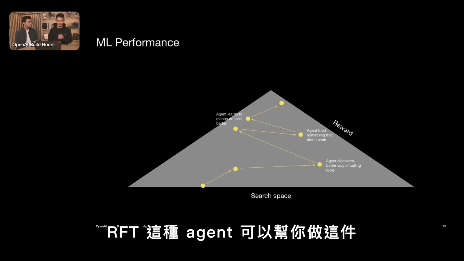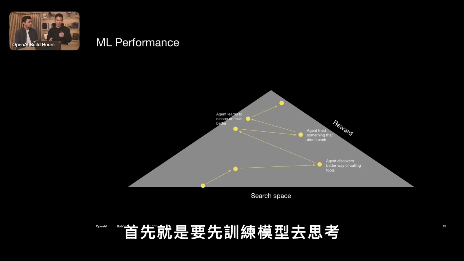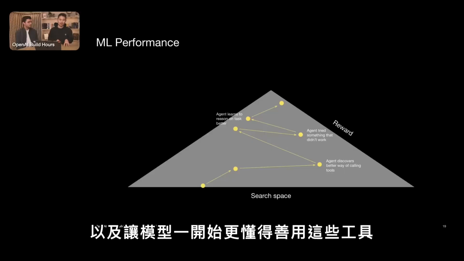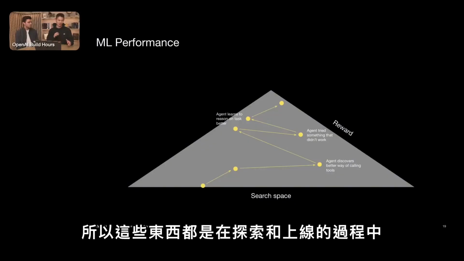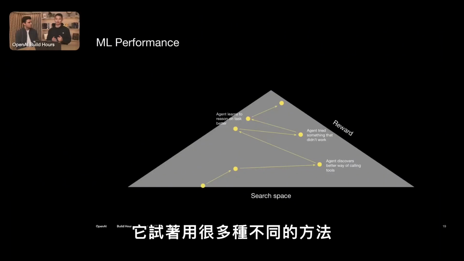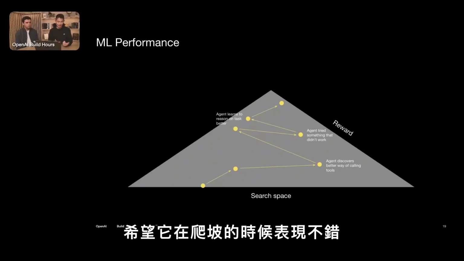But ultimately, you're probably here in the first place to improve the ML performance of your agents. So obviously, Agent RFT can help you do this by first training the model to reason better across tool outputs, and second, training the model to use tools better in the first place. All this is learned organically during the exploration and rollout process, as it tries many different ways across the search space to call your tools, and then think about the outputs from your tools to arrive at a better answer. So hopefully it hill climbs nicely on your task.